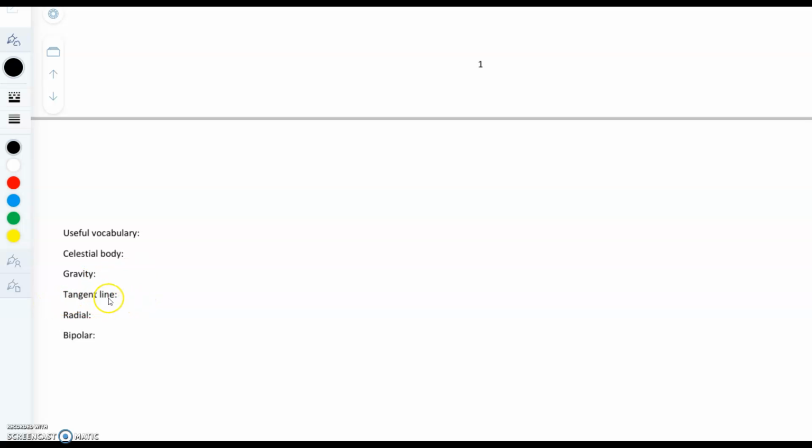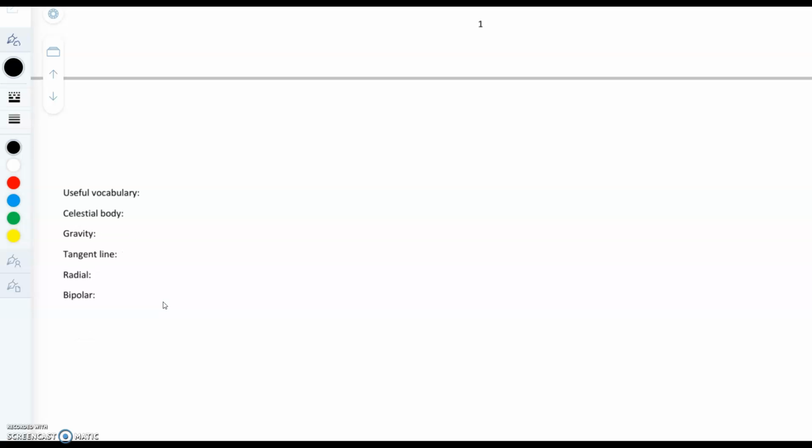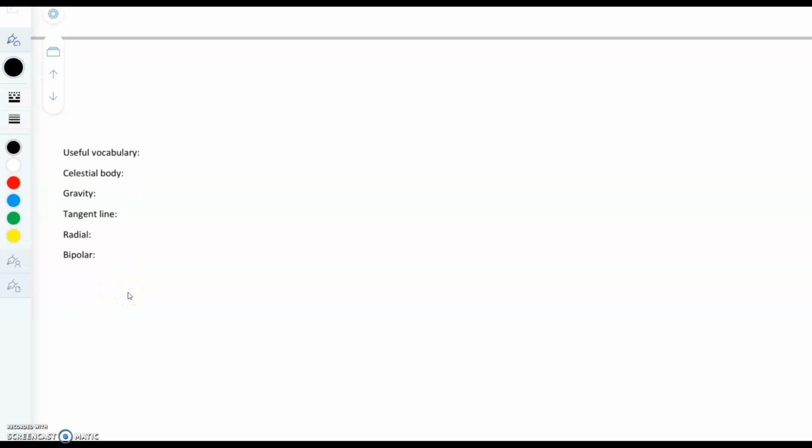This one is probably not quite as well known. It's tangent line, and you can translate that as raaklijn. It's a term you know in maths. It's a line that only touches another curve in a single point. Radial is radiaal, and bipolar is, of course, bipolair.